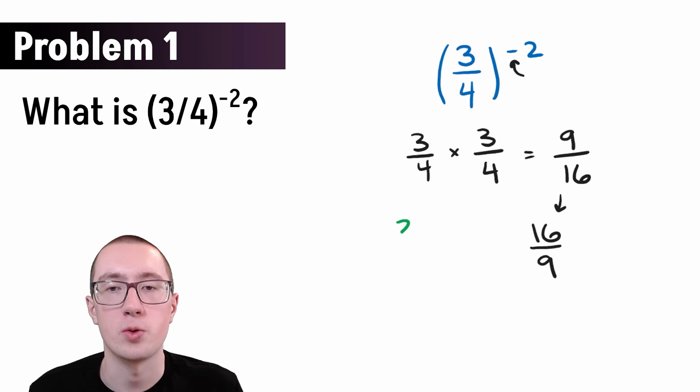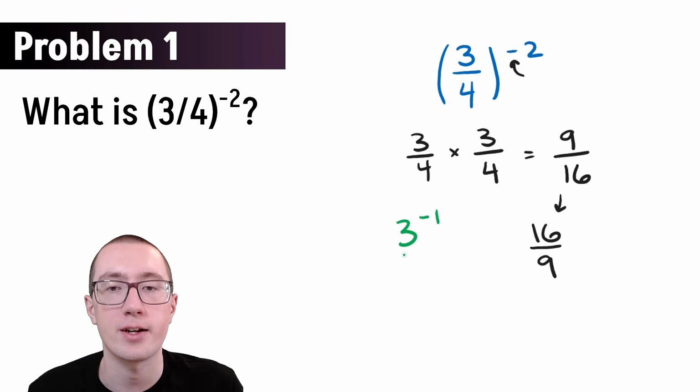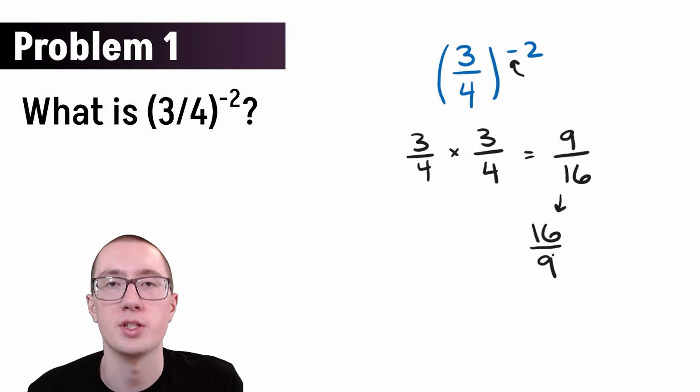And let's say, for example, you had just a number that wasn't a fraction and you had a negative exponent. Well, remember that a whole number, a number that's not a fraction, is actually over 1. So flipping it would turn it into 1 over that number, or in this case, 1 over 3. So in this case, our final answer is 16 over 9.